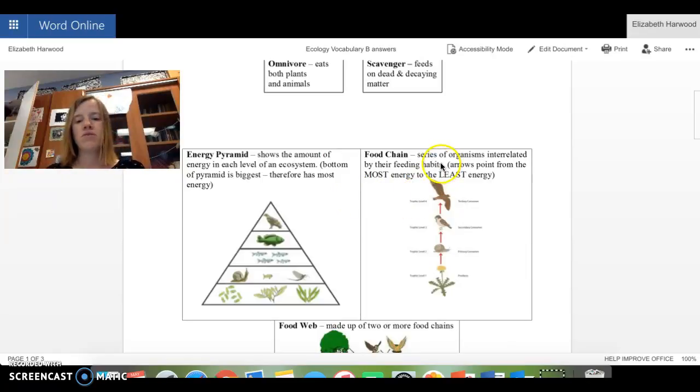It's the same thing with this food chain, a series of organisms interrelated by their feeding habits, and you point from most energy to least energy. Again, the plants collect the energy from the sun. They have the most energy within them. Every time you go up a level in the chain, there's some energy that's used. So there's not as much energy in the snail, there's not as much energy in the bird, and there's not as much energy in the raptor.